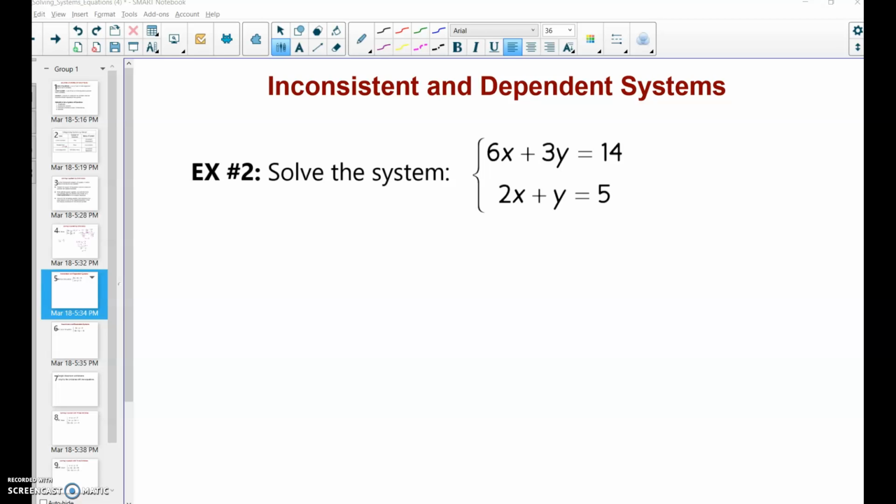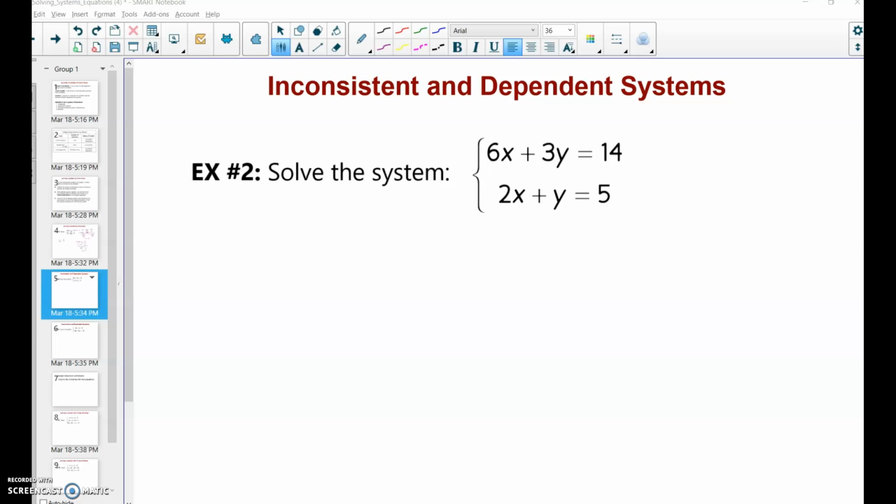All right, so example 2, we have a total of 3 examples. So if you want to watch for this one and then maybe try the third one on your own, that might be a good idea. If you're feeling confident, go ahead and pause the video, try it on your own, and then see if your work matches up with what I have.